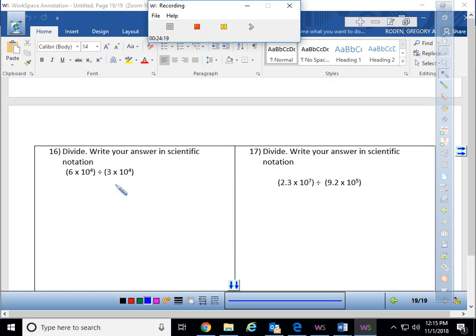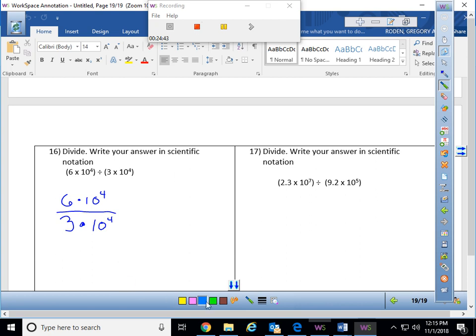Okay, so now I want to divide these two. When I do division, I like to use fraction bars. So I take the first parentheses, 6 times 10 to the 4th, and I write it over 3 times 10 to the 4th. Now, what I'm noticing here is I'm going to take care of two different problems here. I've got this problem here, and then I've got this problem right here. So this should be pretty easy.